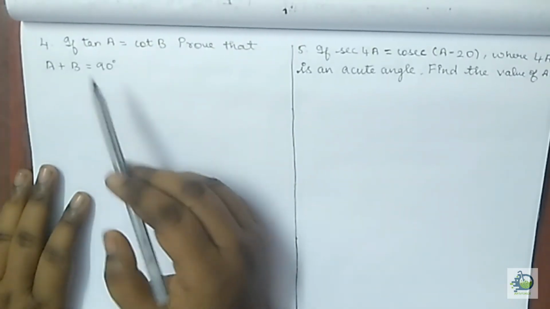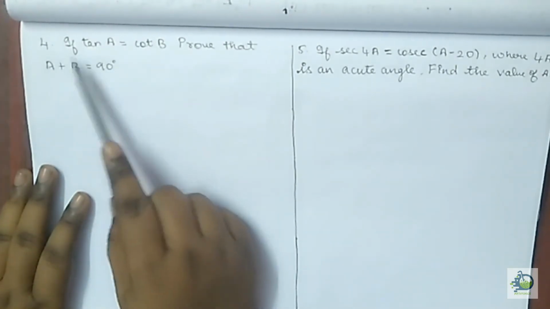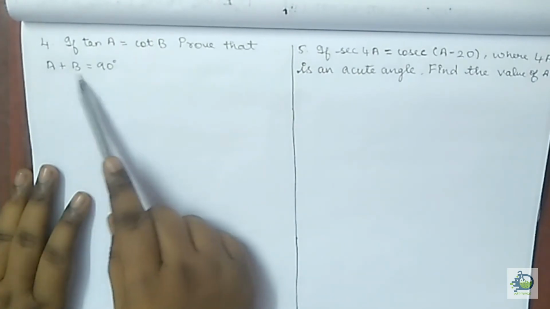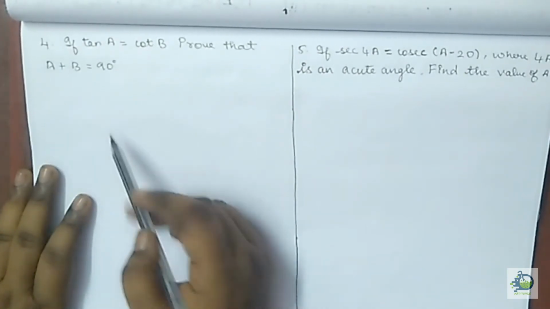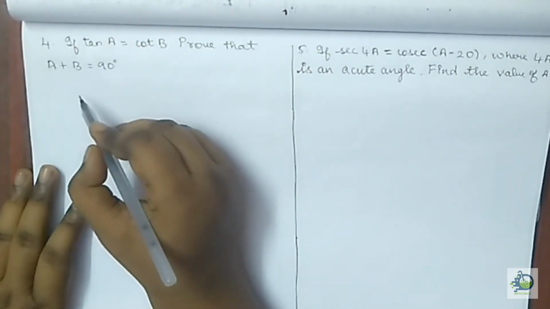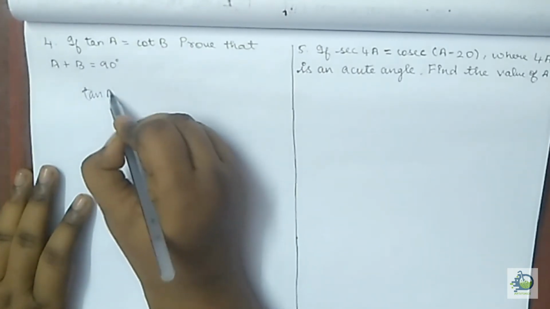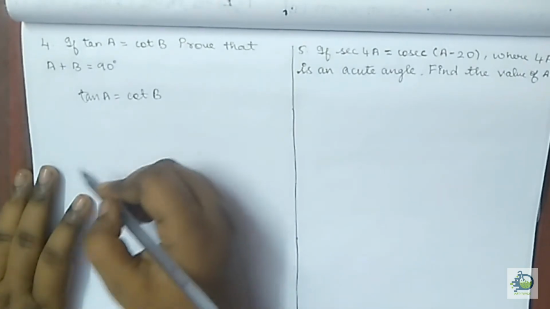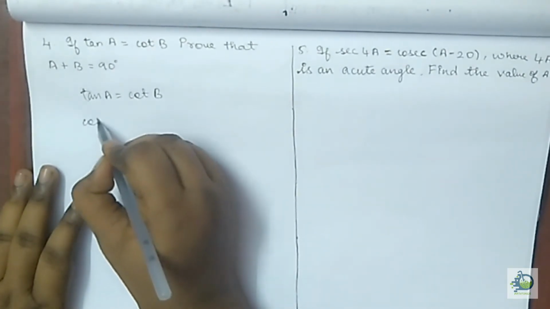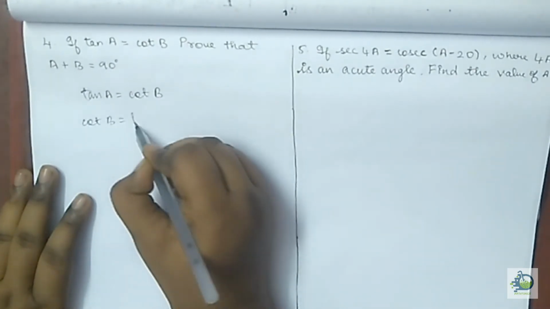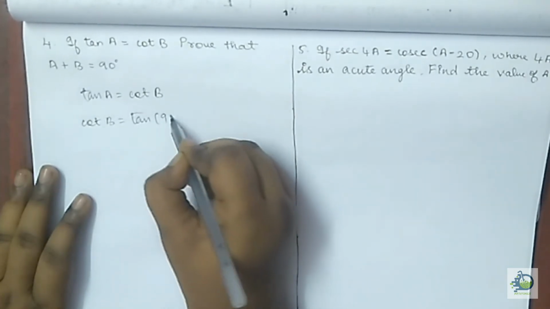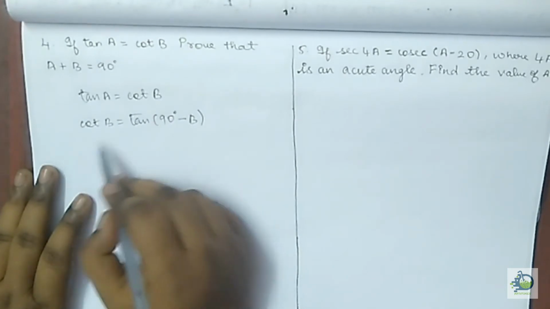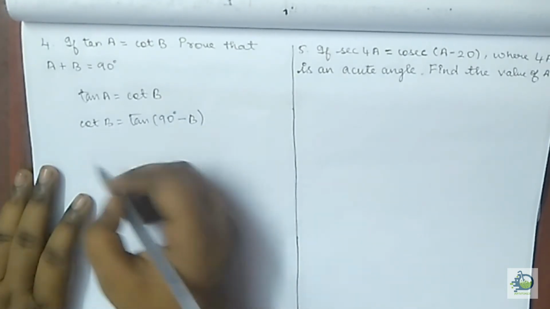Now let's move on to the fourth question. If tan A is equal to cot B, prove that A plus B is equal to 90 degrees. So let's write the given one. It is given tan A is equal to cot B. Here we know that cot B can be written as tan of 90 degrees minus B. So instead of cot B, I am going to substitute it there.